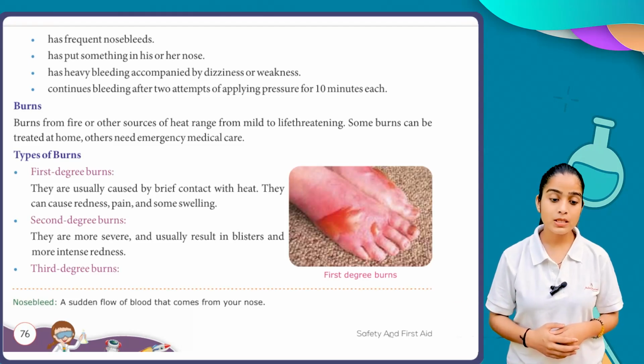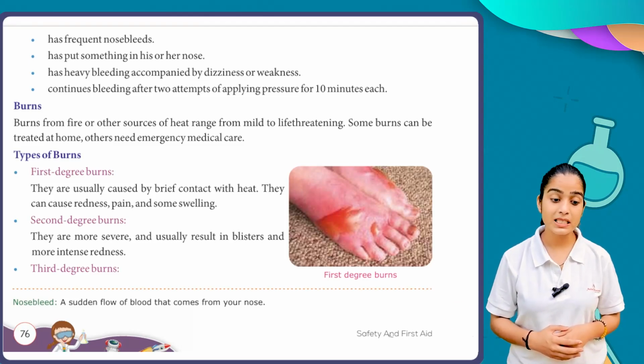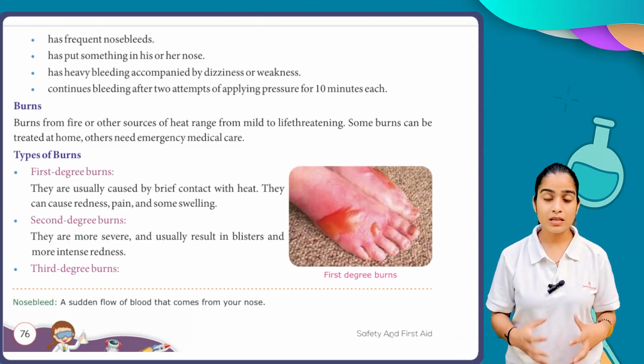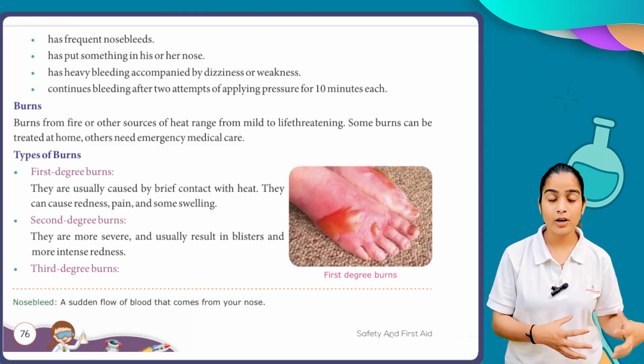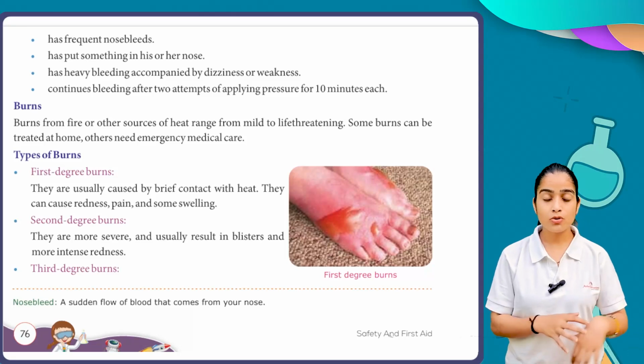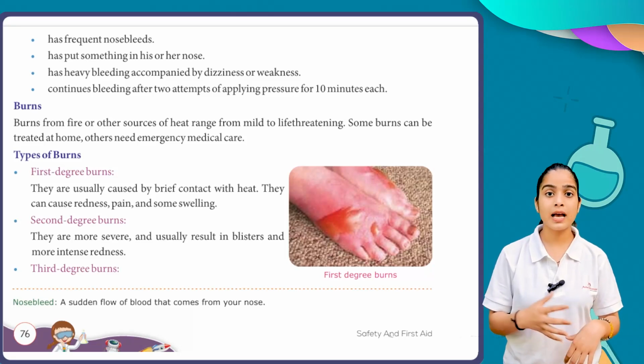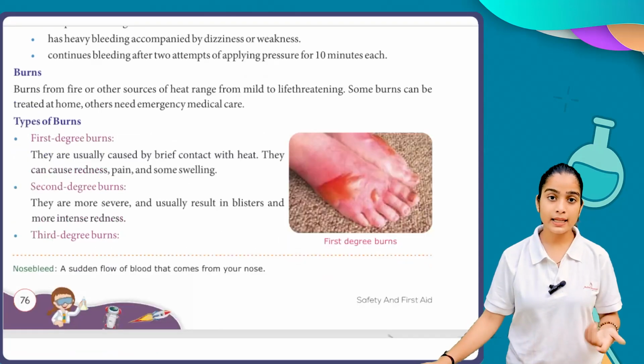Now second degree burns are more severe and usually result in blisters and more intense redness. So sometimes when you have direct and long contact with heat, it will result in blisters, and the redness of that burn is intense as well.